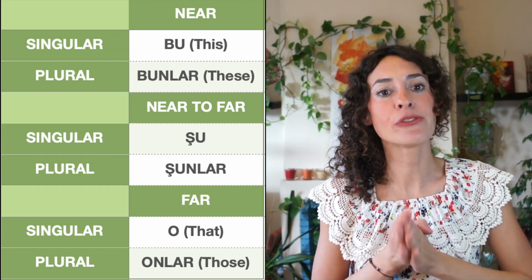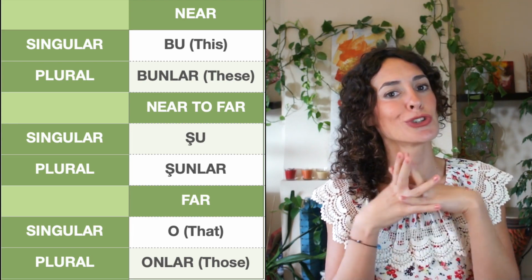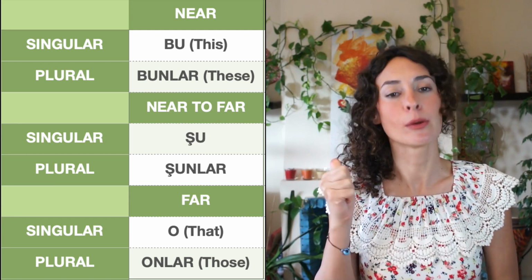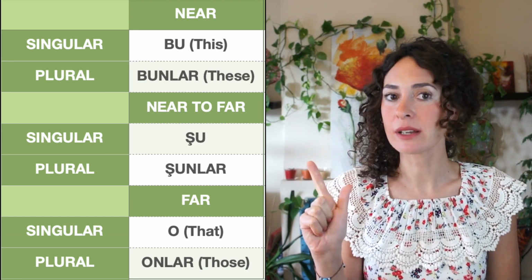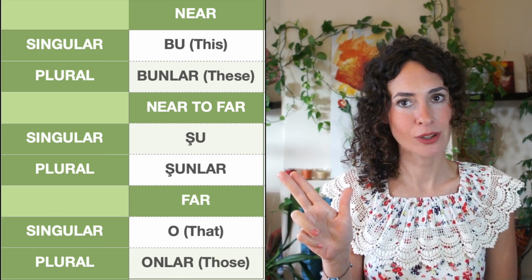And of course, if there are more than one object you are talking about, you should add the suffix lar and call them either bunlar, şunlar, or onlar. Okay? Confusing? Hope not. Okay, now let's look at their usage in a sentence. You can either use them as adjectives, sıfat, or as pronouns, zamir. Let's get started with adjectives.